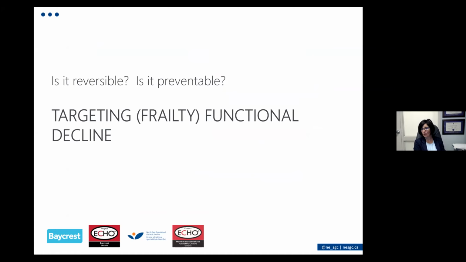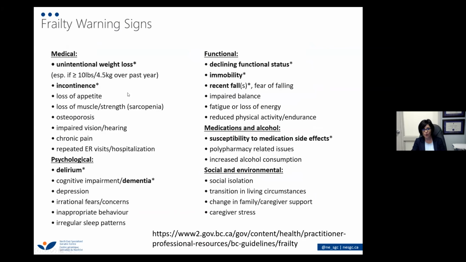So the big question for us is, is it reversible or preventable? And so there is some hope. So these are some warning signs. So this is a great resource. The website is at the bottom of the slide there.